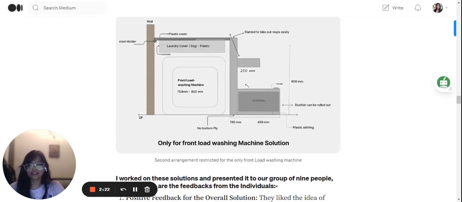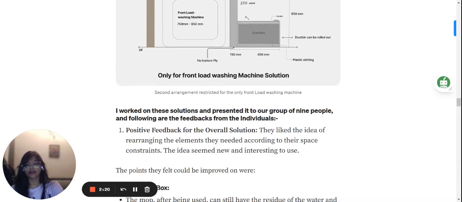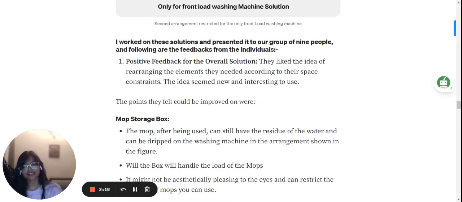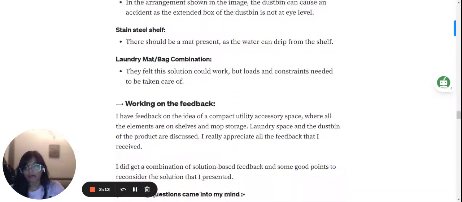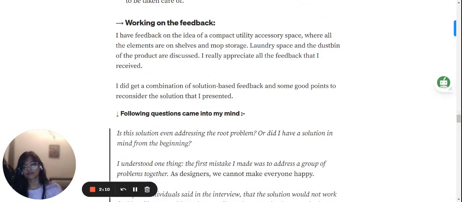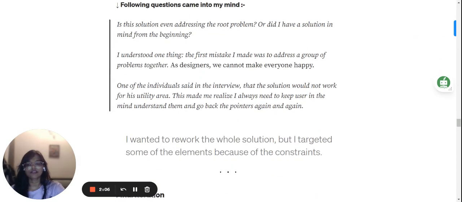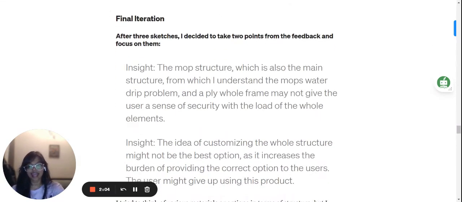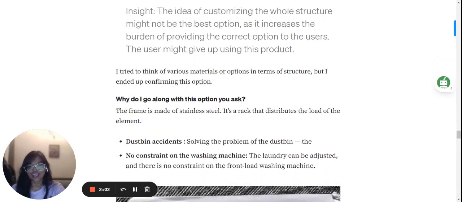I had this product, I was very confident about it, but when I did testing, it completely failed. I got the problems, I understood the solution, and I got many insights, but I was not able to work on all the feedback. So I decided to work with just one, two, or three insights, and that's how I came up with the final iteration.